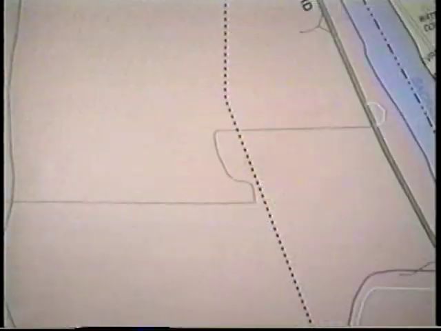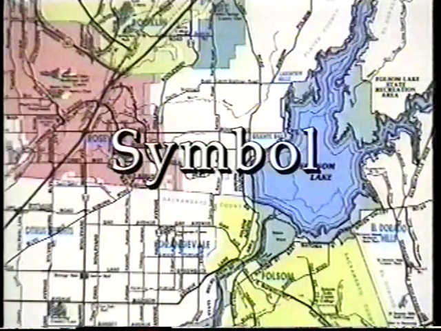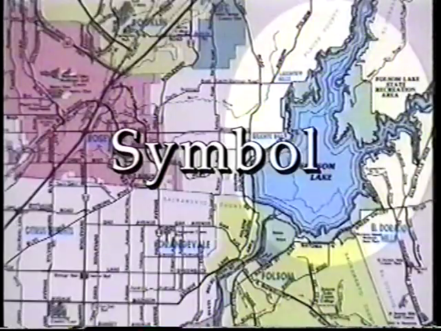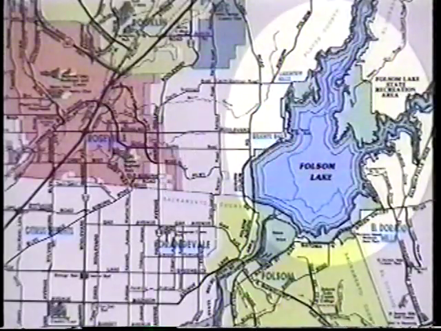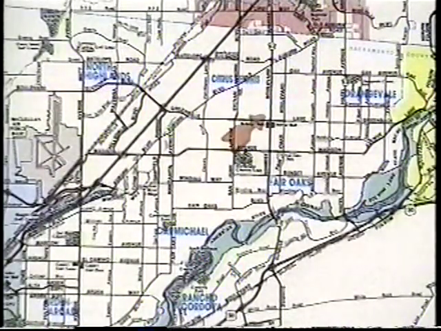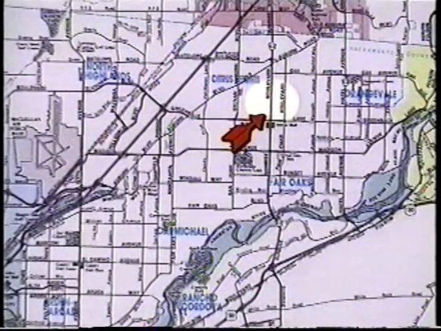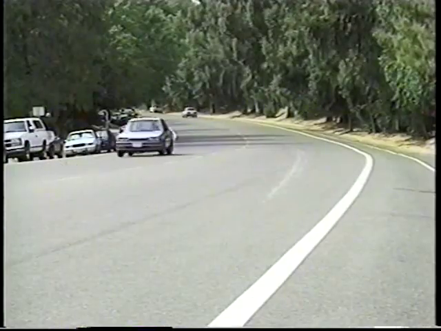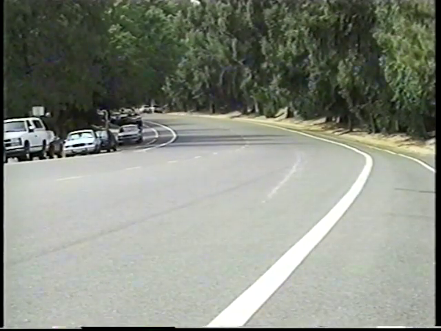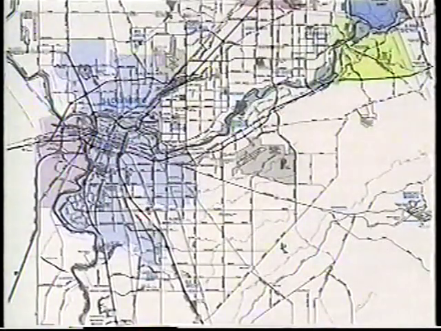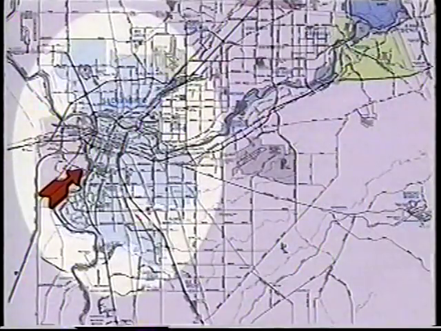Maps have little pictures on them that are called symbols. A symbol is something that stands for something else. On this map, this type of line means road. This symbol means large city.